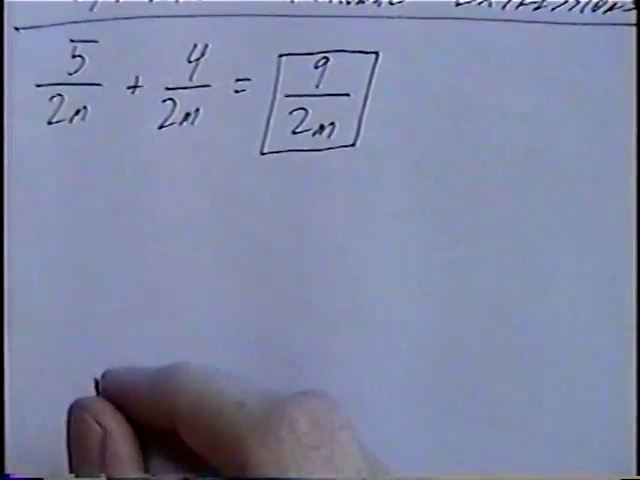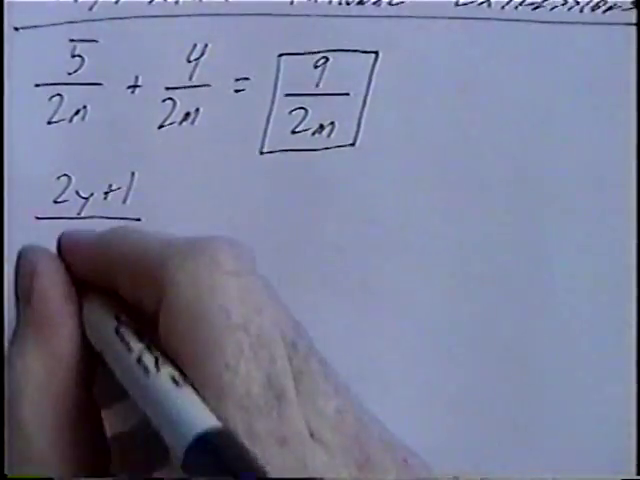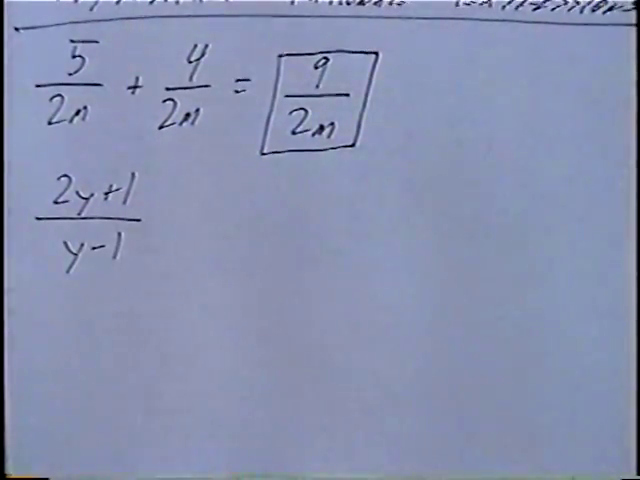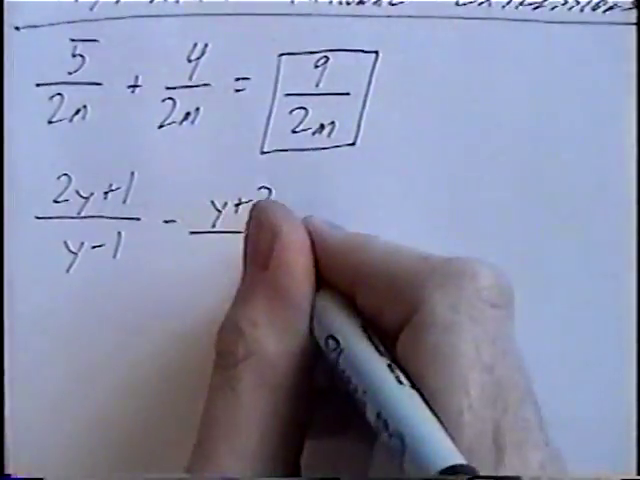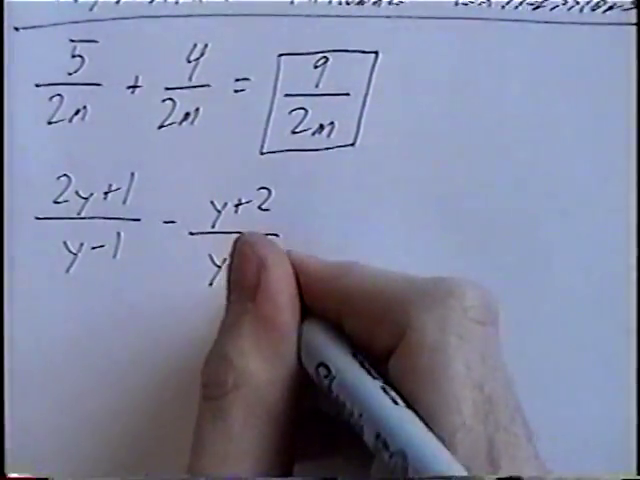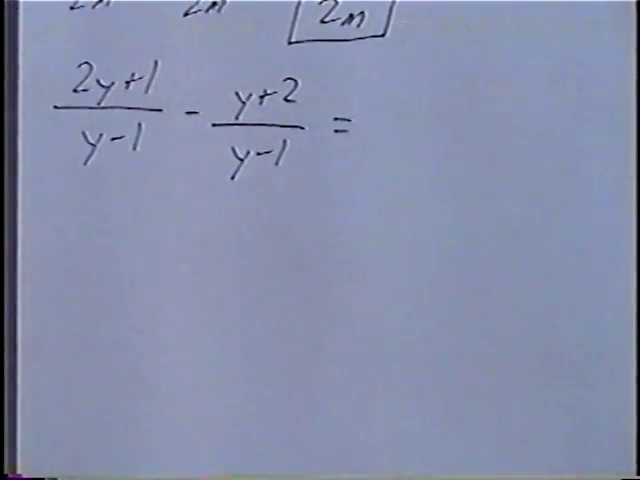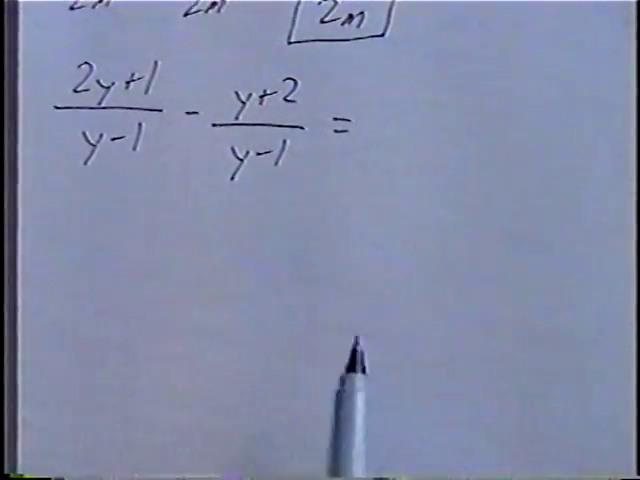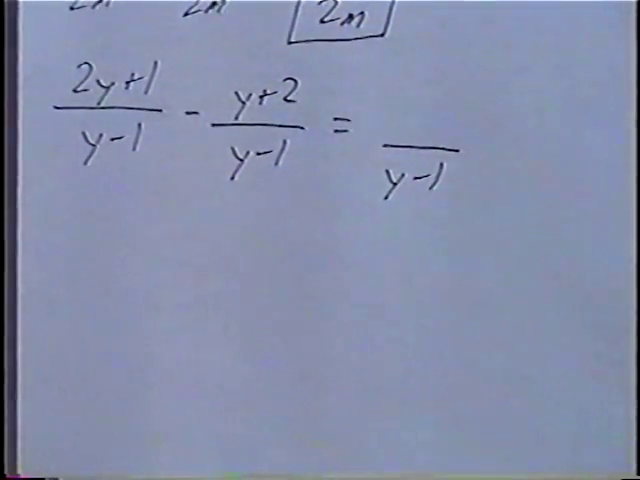Last question for the section is 2y plus 1 divided by y minus 1, minus y plus 2 divided by y minus 1. Again, both fractions have the same denominator, y minus 1, so that will stay the same in our answer.